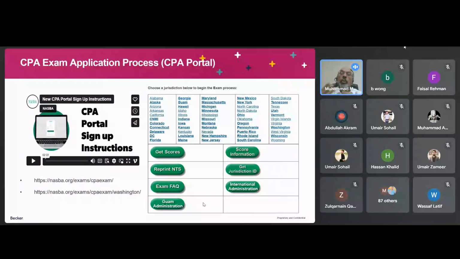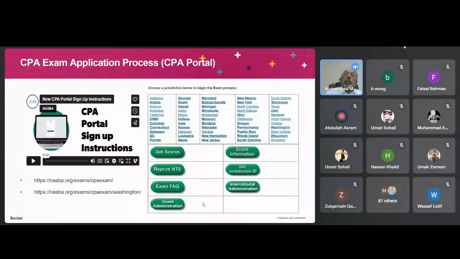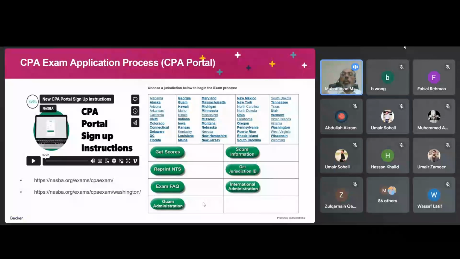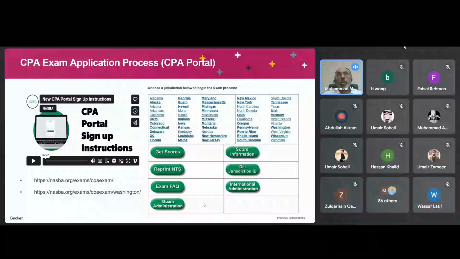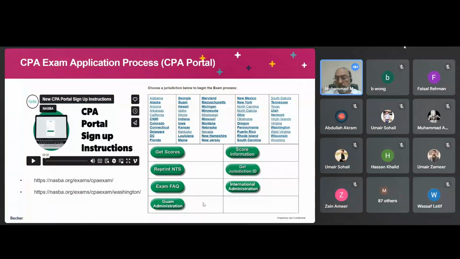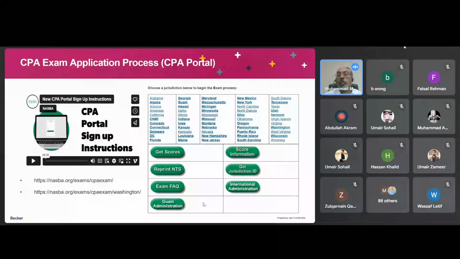Then the process starts of determining your acceptability and eligibility, and then giving you the permission to schedule your exam at the NASBA portal. That starts later. So the first thing is applying for the examination to the state you have chosen, through this CPA portal of NASBA.